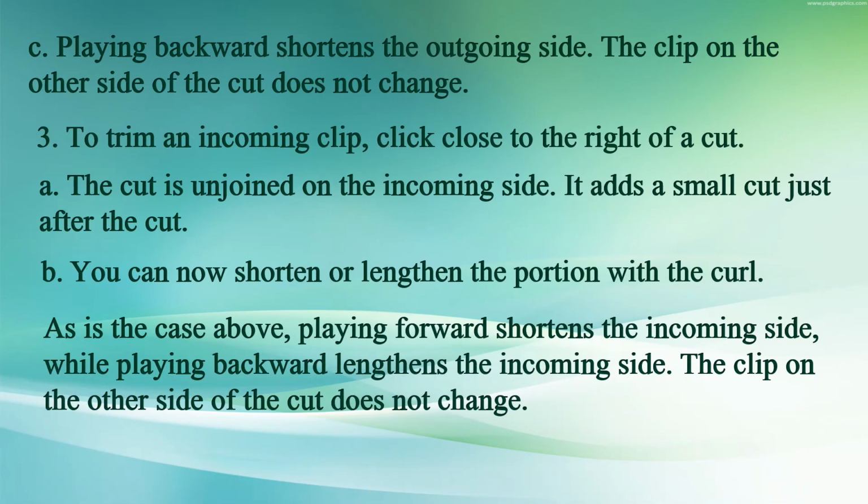Playing backward shortens the outgoing side. The clip on the other side of the cut does not change. To trim the incoming clip, click close to the right of a cut. The cut is unjoined on the incoming side. It adds a small cut just after the cut.